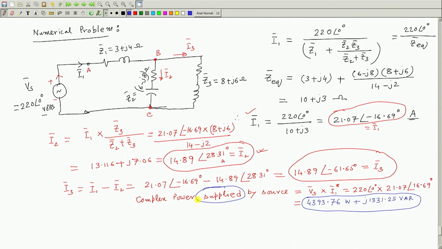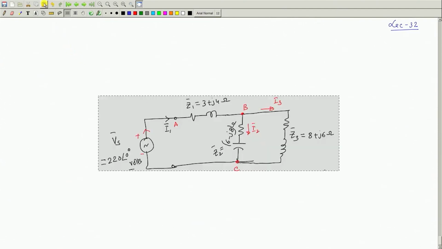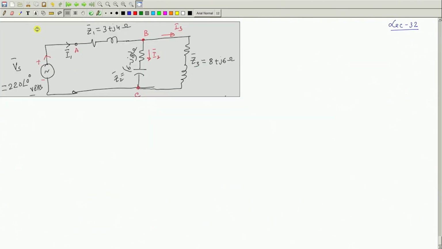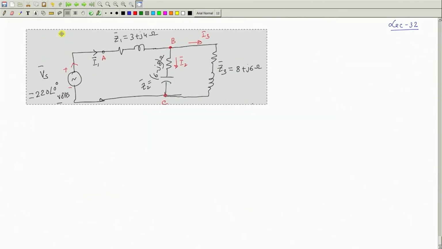Now, what I will do is this, I will better copy this circuit at least. So, this was the problem we are trying to solve. And this is the thing, and we have got this thing.